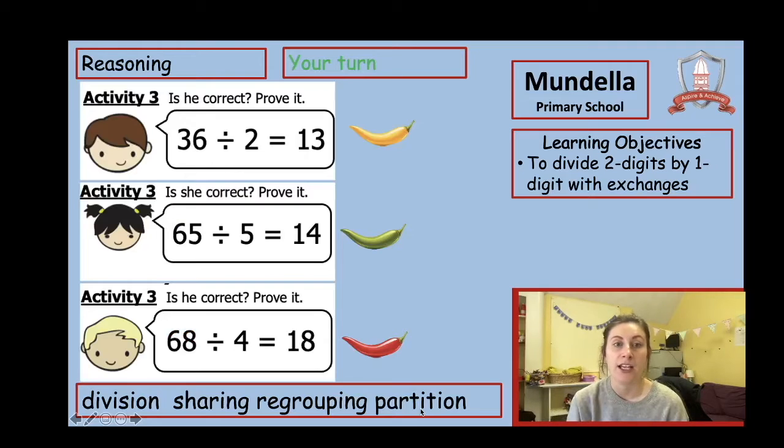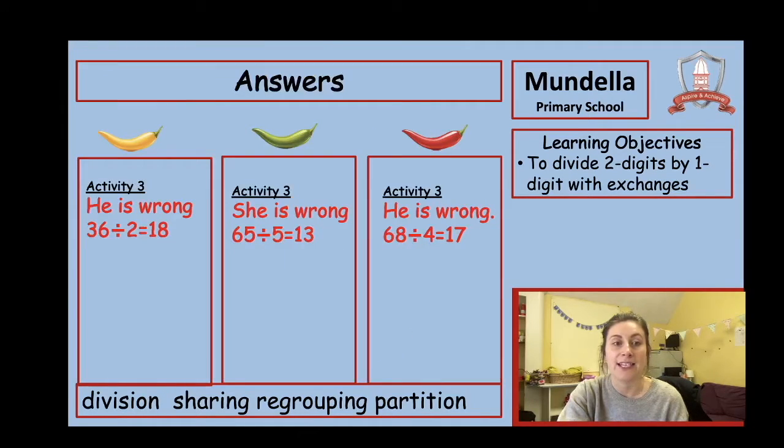Your turn. I'd like you to choose a chili challenge and answer it. So, are these children correct? You have to prove it. So that means you have to work it out for yourself and find out if their answer is correct or not. So you've got mild, spicy, and extra hot. Pause the video, complete your challenge, and then press play when you're ready to continue. Okay, here's the answers. So mark your work and press play when you're ready.